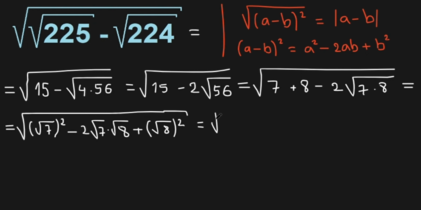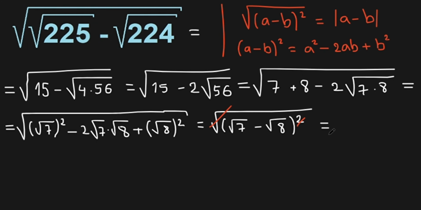Okay, so let's continue. Here we have our formula (a minus b) squared that we wrote before. In this case, a is square root of 7 and b is square root of 8. So we have square root of (square root of 7 minus square root of 8) all to the power of 2.